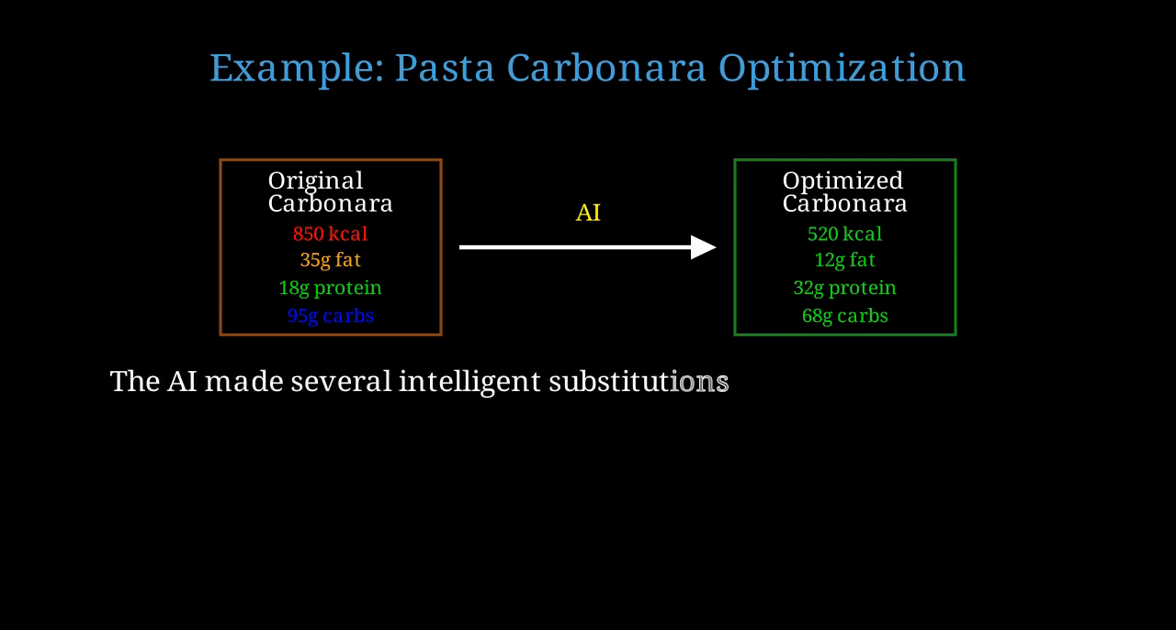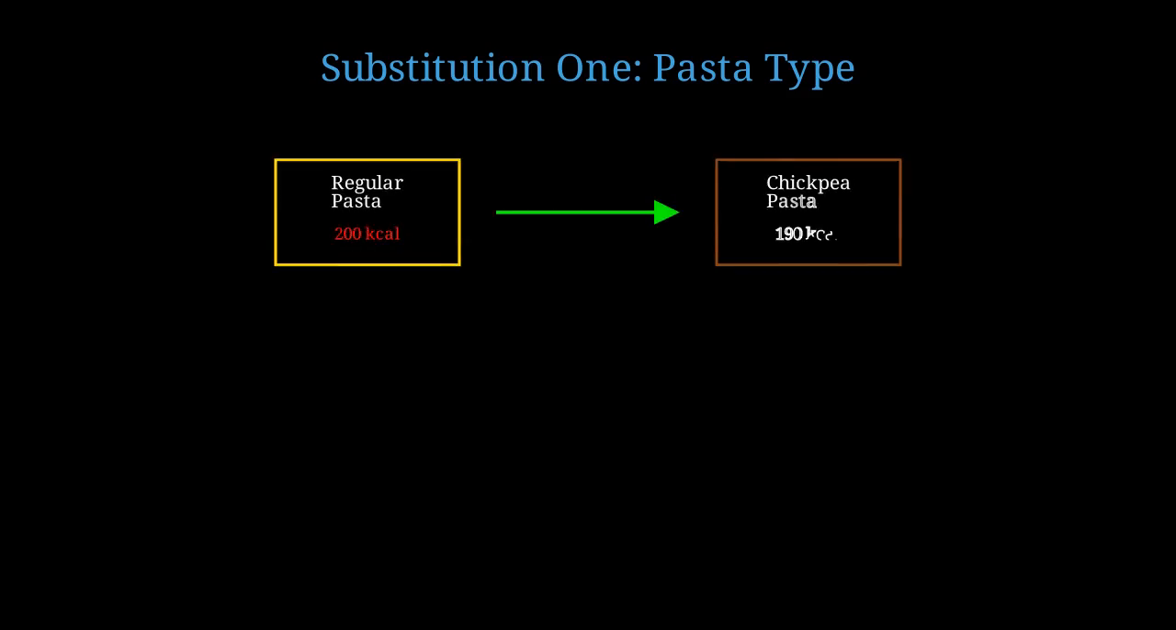How did the AI achieve this? Through several intelligent substitutions that work synergistically. First, the pasta itself. Traditional carbonara uses regular wheat pasta with a high glycemic index. The AI substitutes chickpea pasta or lentil pasta. Chickpea pasta has nearly the same calories, 190 versus 200 per serving, but it contains significantly more protein and fiber, which lowers the glycemic index substantially. The texture is remarkably similar when cooked properly. The glycemic index drops from 65 to 35, which means much more stable blood sugar levels and longer satiety.